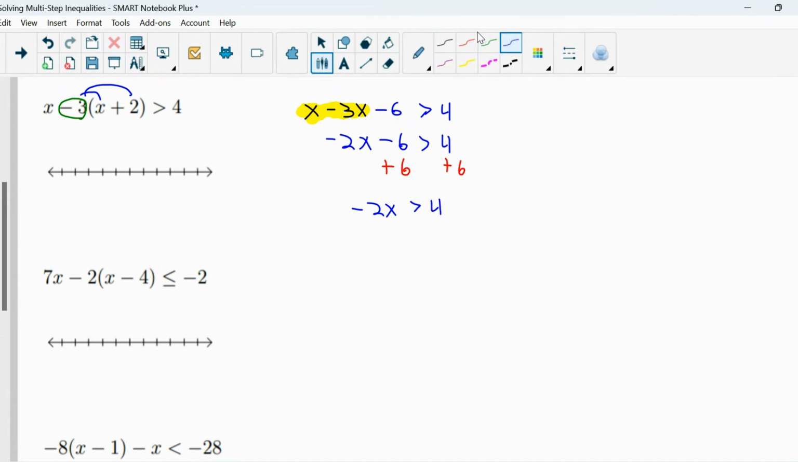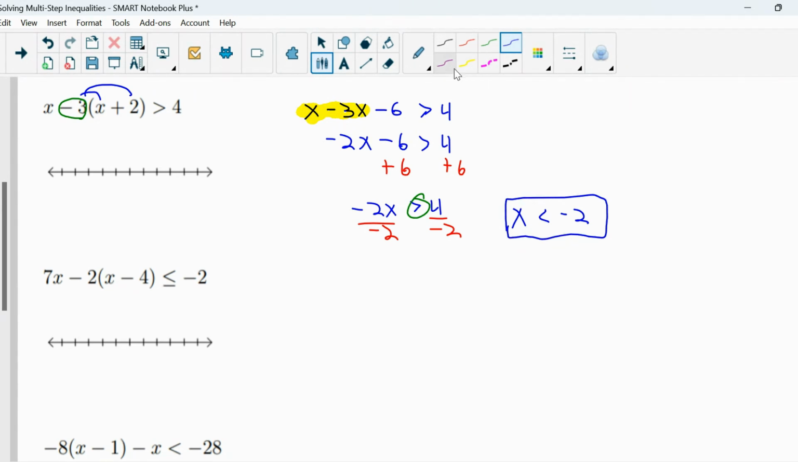Okay, so now let's undo our coefficient by dividing both sides by a negative 2. Remember, if we are dividing by a negative, we must flip our sign. So this leaves us with x, remember, flip our sign, is less than 4 divided by negative 2, which is just negative 2.